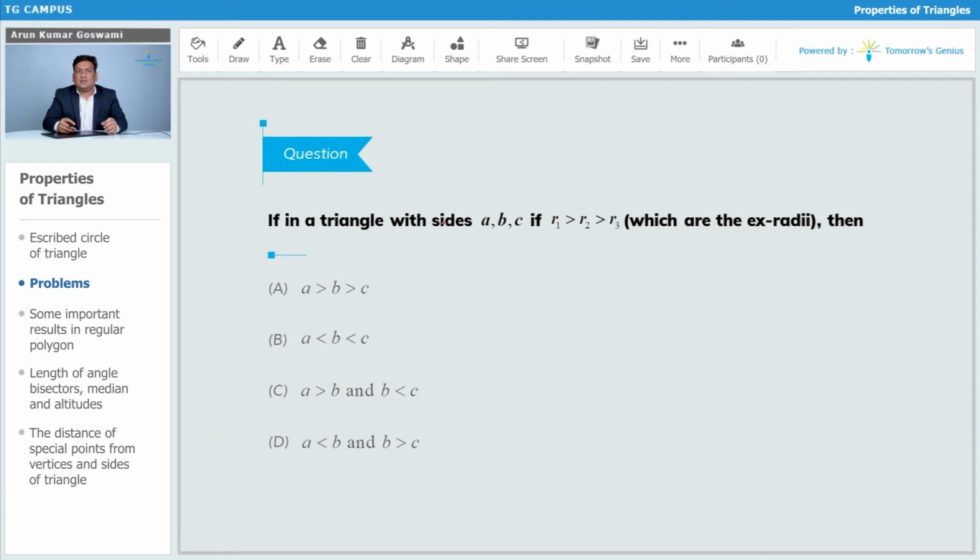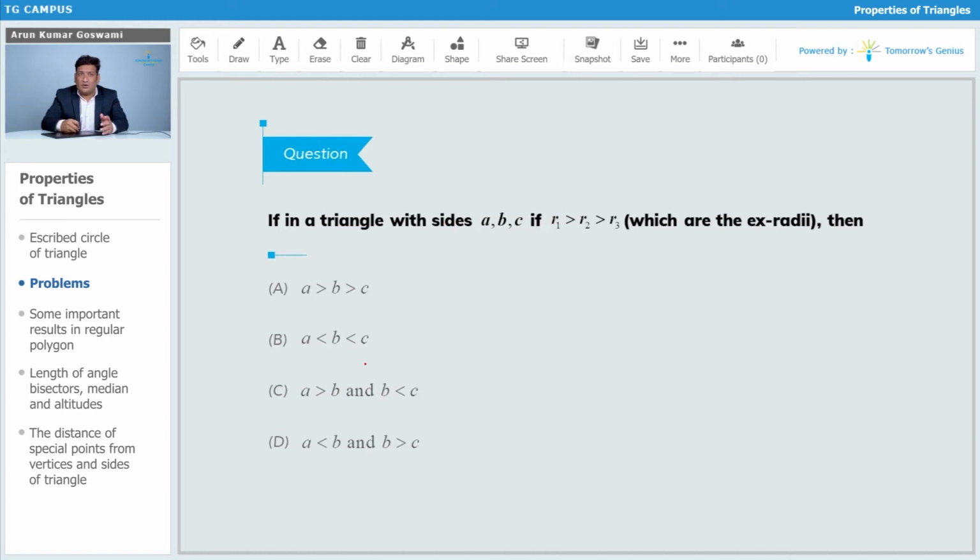Okay, let's see this question, guys. If in a triangle with sides a, b, c, R1 is greater than R2 greater than R3, which are the ex-circle radii, then we have some options, and they are asking basically for a relation between the sides. If we have some relation between the radii, as we already know, there is a relation between s minus a, like between the radii and the sides of the triangle.